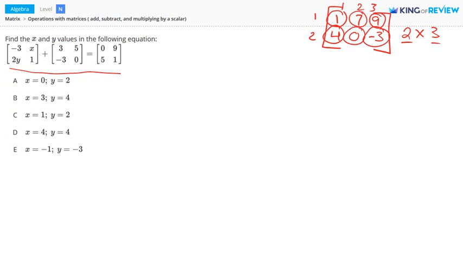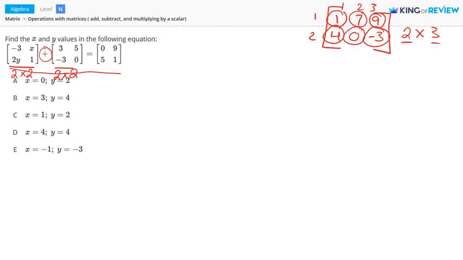So let's look at our equation here. You can see that we need to add these first two matrices together. To add or subtract matrices, you must add or subtract the corresponding entries. And you can only add or subtract matrices with the same dimensions. So this first matrix here has 2 rows and 2 columns, so this would be a 2 by 2 matrix. The second matrix has 2 rows and 2 columns, so it is also a 2 by 2 matrix. Now because they have the same dimensions, we can go ahead and add them.